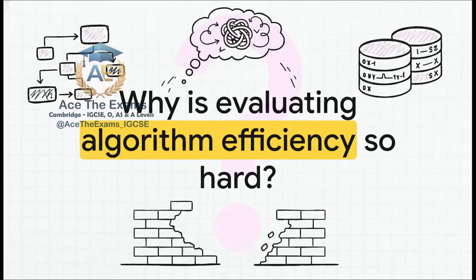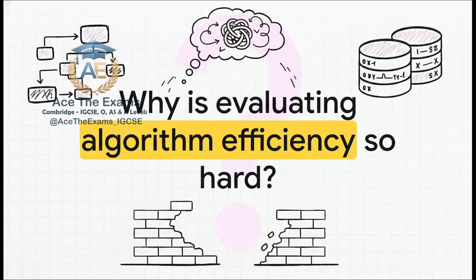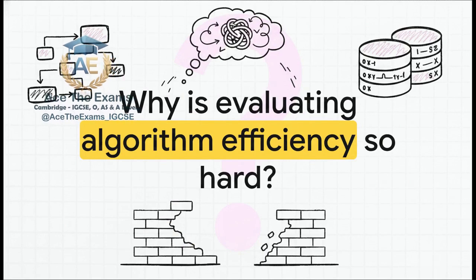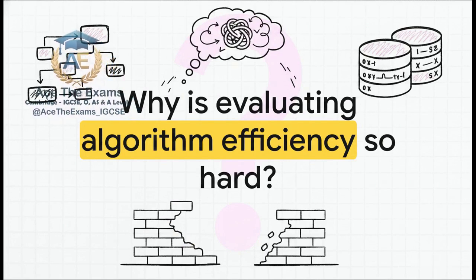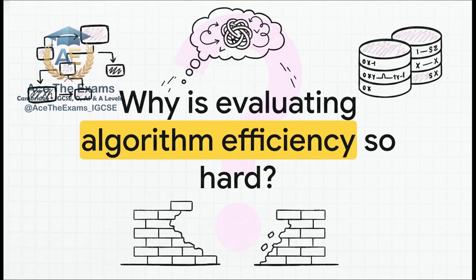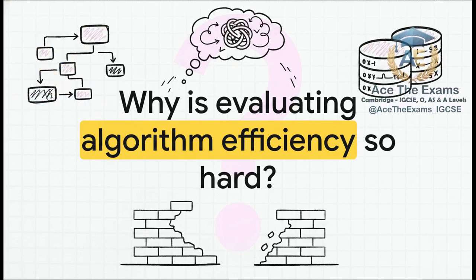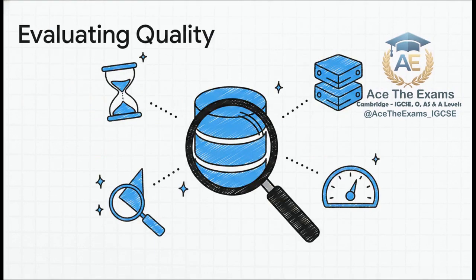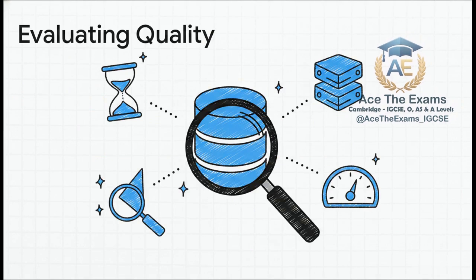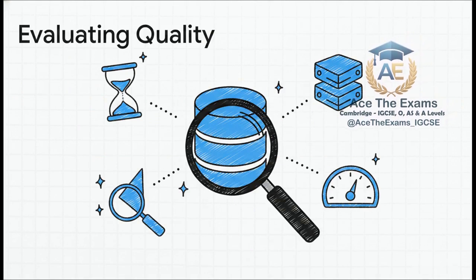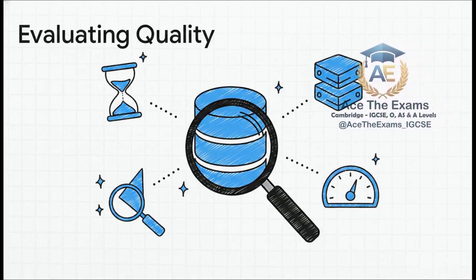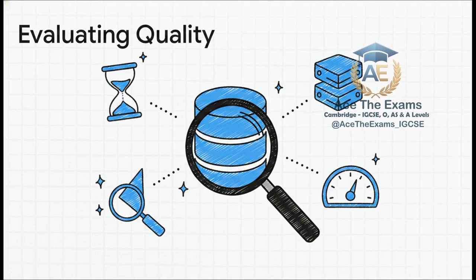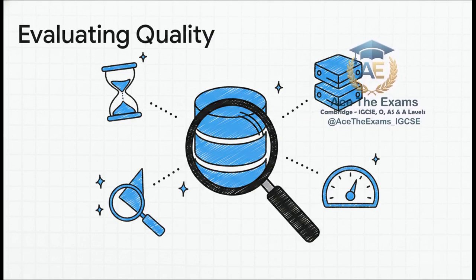Now let's pivot slightly to a related hurdle. Senior examiners constantly highlight this exact question. Why do students find evaluating algorithm efficiency so incredibly hard? Especially when those algorithms are interacting with these complex relational databases, it is a massive pain point. The answer is that algorithmic thinking requires juggling multiple variables at once. To successfully evaluate an algorithm's quality, you must explicitly identify its time complexity and space complexity.